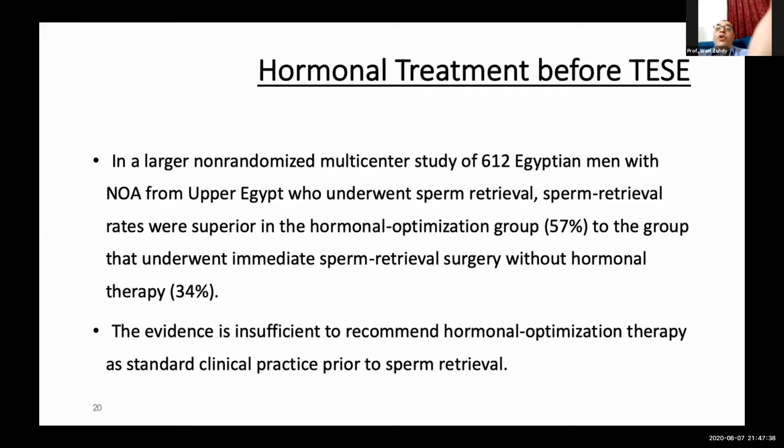In a larger non-randomized study conducted in Upper Egypt, involving more than 600 Egyptian men, the hormonal optimized group had a higher chance of sperm retrieval, 57% compared to 34% in the second group. The evidence is insufficient, however, to recommend hormonal optimization prior to TESE, and we agree with Dr. Sarver, as we said, we don't offer this as a routine. Next.